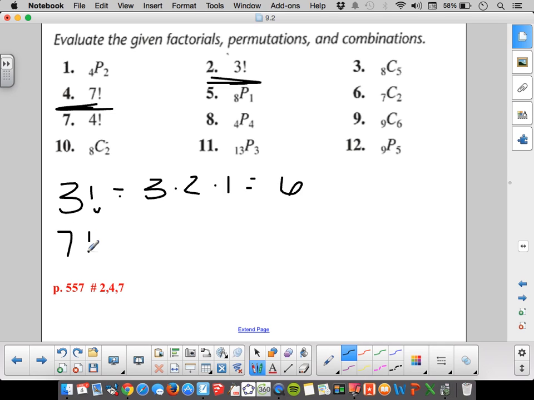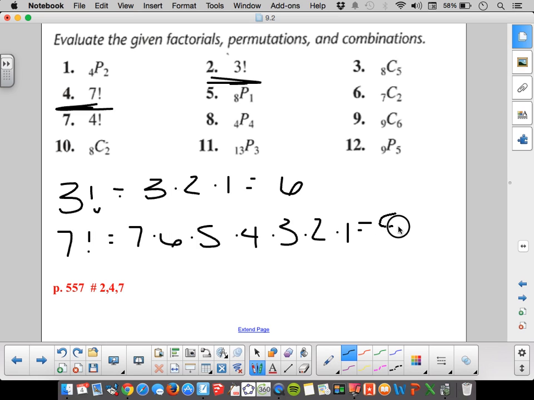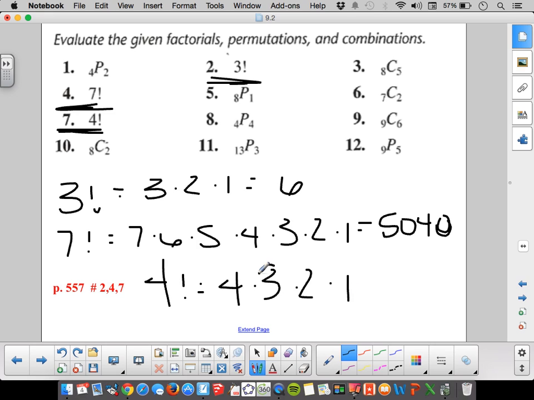7 factorial. 7 times 6 times 5 times 4 times 3 times 2 times 1. Okay, so 7 Math all the way over, choose option 4, enter, and I get 5,040. Number 7 is 4 factorial. That's a rather simple one, so we'll just do that one by hand. 4 times 3 times 2 times 1. 4 times 3 is 12, times 2 is 24. So you can see here, calculating those factorials, all you're doing is starting with the value that they give you, and then multiplying by each integer below that, until we get to 1.